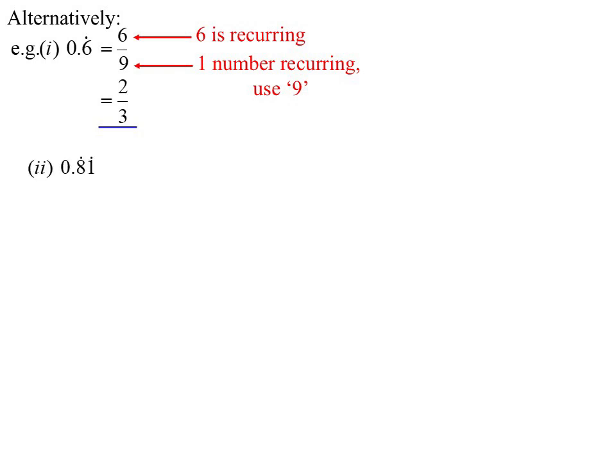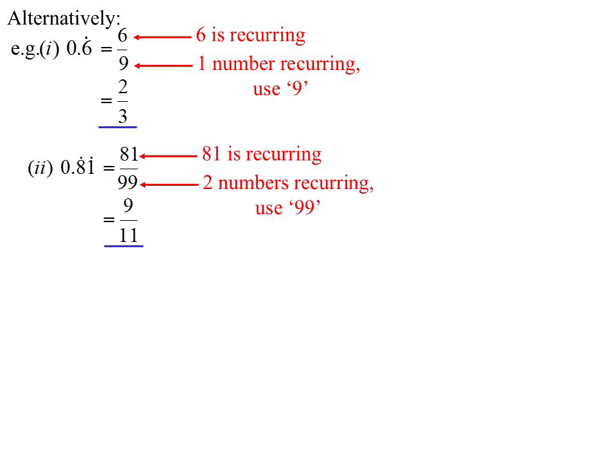0.81 repeater then, using that same idea. Top of the fraction, I'll put 81. That's the number that's recurring. The bottom of the fraction, I put 99. There are 2 numbers recurring, so I put 2 9s down there. Not 18, but 2 9s, 99. There it is, and it simplifies down. I can do that every single time.